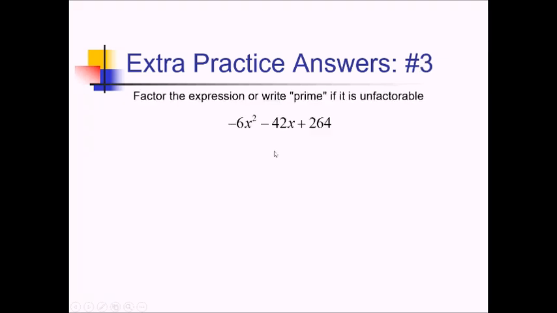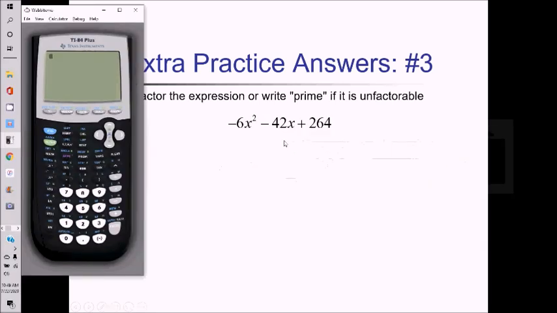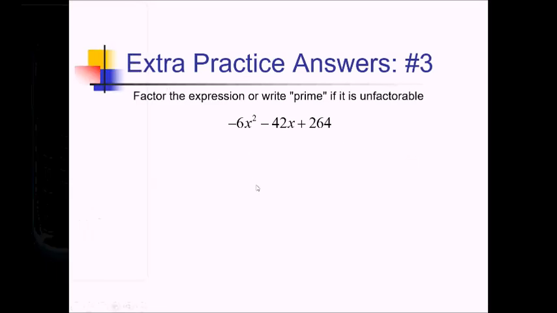For this problem, I have an a value here that's not 1. So let me try taking out a common factor to get this process going. It looks like 6 definitely goes into 6 and 42. How about 264? Let me just divide it on the calculator to see what that would come out to. So 264 divided by 6 gives us 44. How about that? So yeah, I can take out a common factor of negative 6.